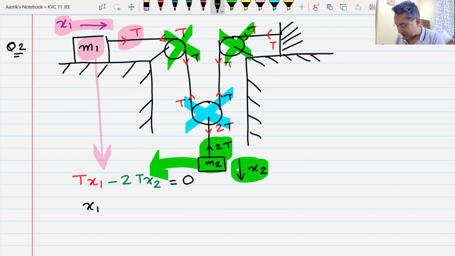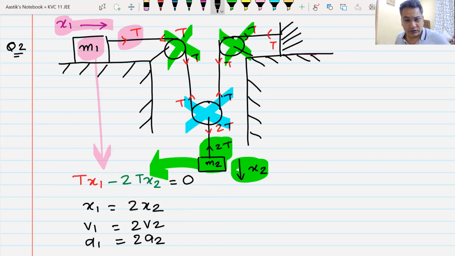From here, you will get x1 is 2 times x2, v1 is 2 times v2, and a1 is 2 times a2. Why have you taken so long to do this?